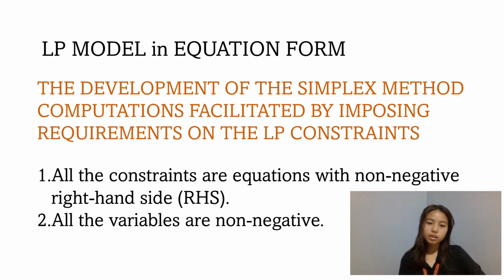Linear programming model in equation form. Linear programming models are mathematical representations of optimization problems. These models consist of an objective function and a set of constraints. The objective function defines what you're trying to maximize or minimize, while the constraints impose limitations on the decision variables.